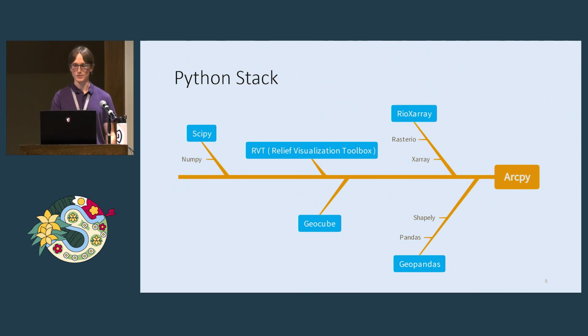And then GeoCube was used to convert vector data into raster data. Rio X-array combines rasterio and X-array for geographic raster analysis. And then GeoPandas is a combination of Shapely and Pandas for geographic vector analysis. And lastly, all this feeds into ArcPy, which is a proprietary general spatial analysis package from the Esri Corporation. They also produce the ArcGIS software.